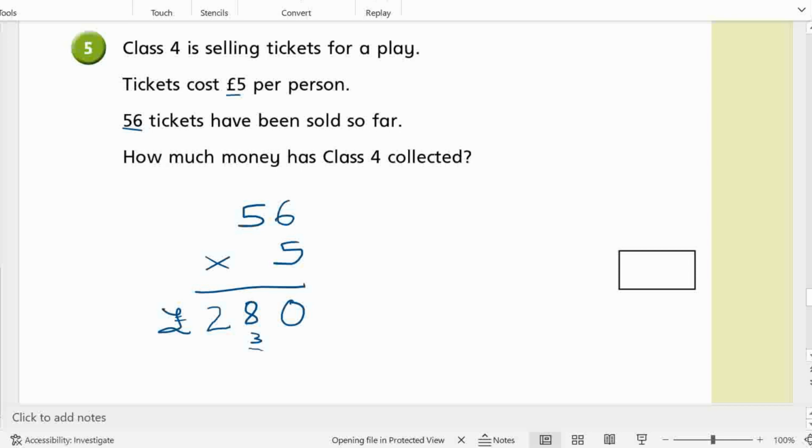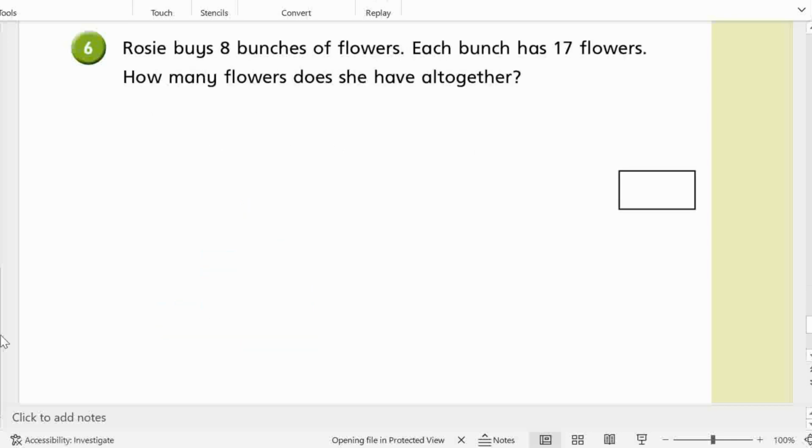Okay, let's have a look at this one. Rosie buys 8 bunches of flowers. Each bunch has 17 flowers. How many flowers does she have altogether? So you need to do 17 times 8. What's 8 times 7? 56. Good. That's quite a tricky one, but good. So I carry the 5, and I do a small 5 here. What's 8 times 1? 8. Good. And then I add the 5, which gives me 13. Good. Okay. So that's the maths.